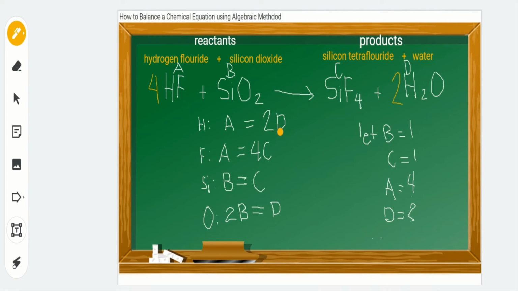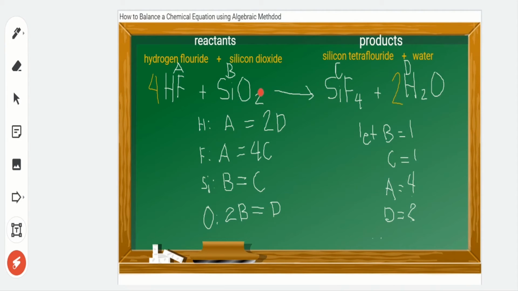Let's check. Okay. So, if we will check, we have 4 times 1 here, we have 4 hydrogen. Tingnan natin dito sa kabila, 2 times 2, 4 hydrogen naman sa product. So, balance, equal. Next, for our fluoride, we have here 4 times 1, we have 4. Here also, we have 4 kasi 1 times 4, 4. So, balance. For our silicon, obviously, 1 dito. Dito naman, 1. So, balance.